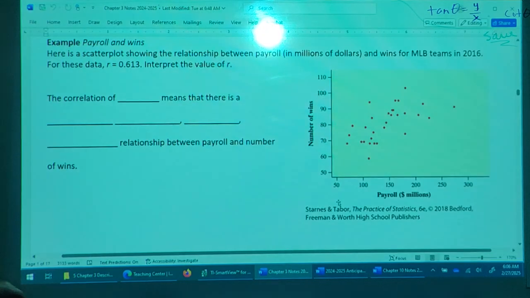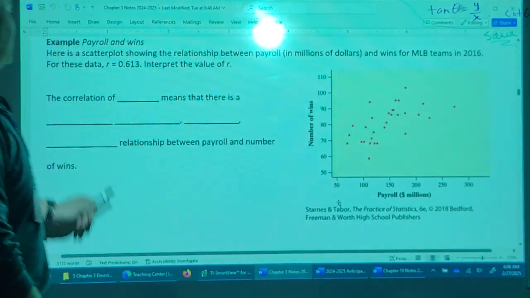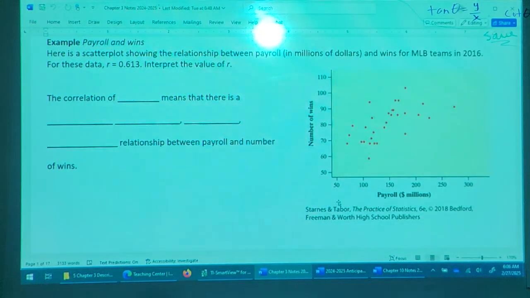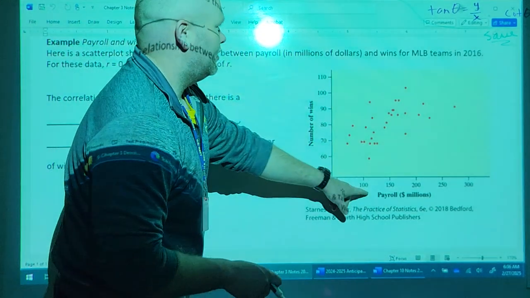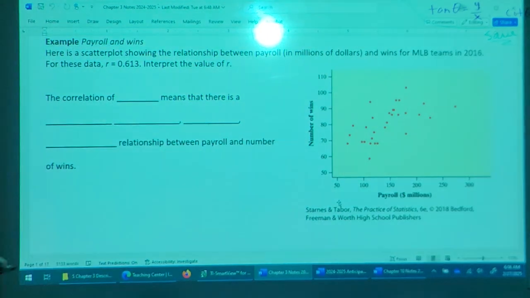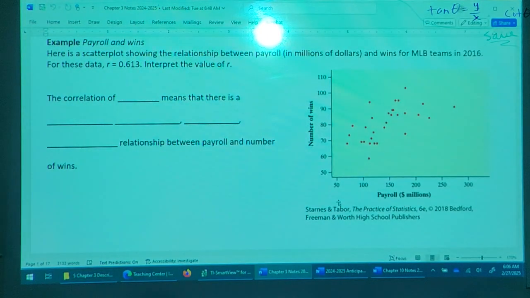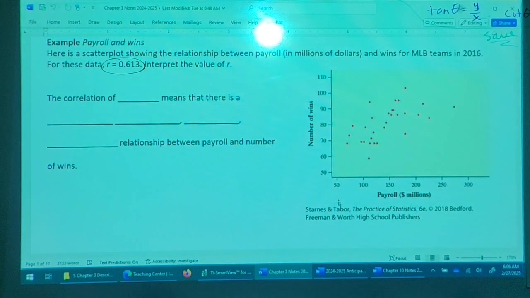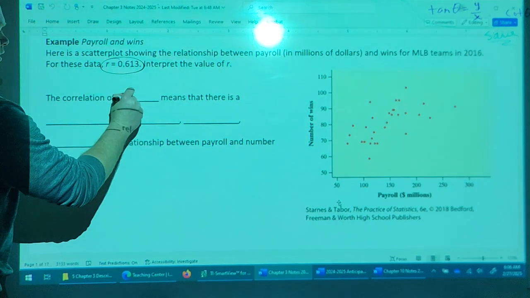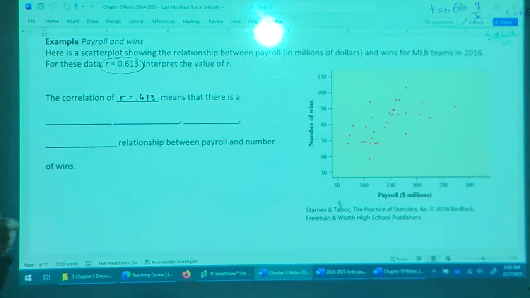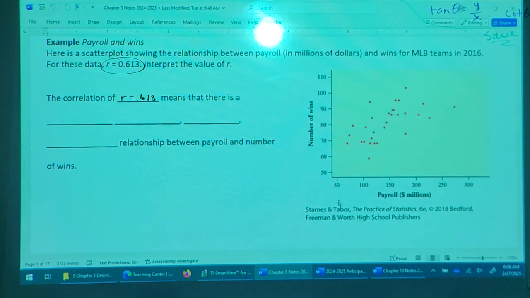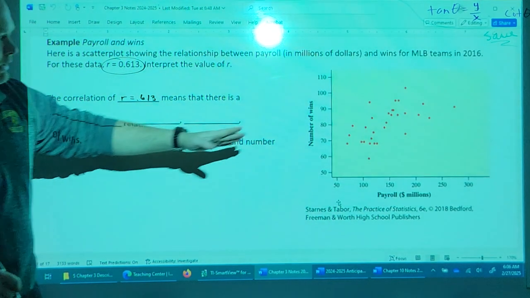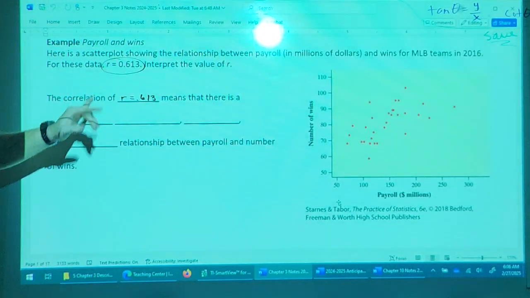All right, so in this one, we have a scatter plot that is showing the relationship between payroll in millions of dollars, that'd be on the X, and then the wins for MLB teams in 2016. So for these data, the R value or correlation value is 0.613. Interpret the value of R. Okay? So the correlation of R equals 0.613 would mean that there is a pretty strong, so moderately strong, positive linear relationship between those two variables.